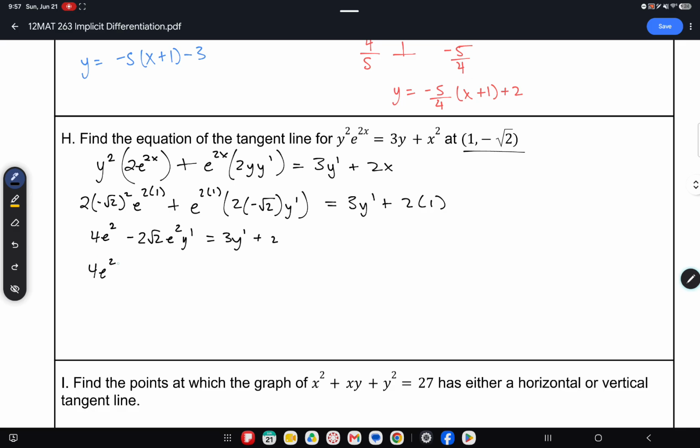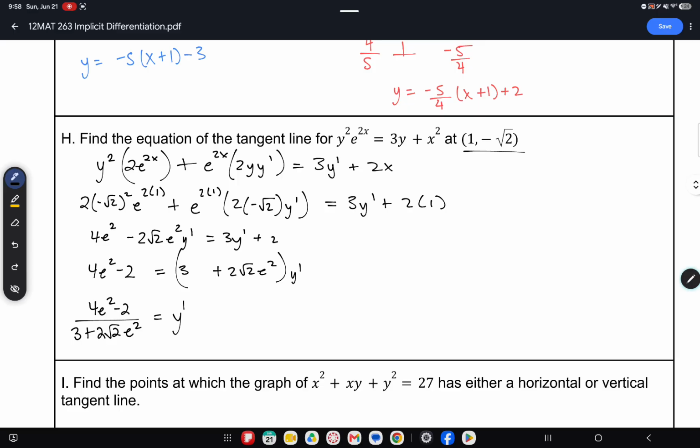So 4e squared minus 2, and then I have 3y' plus 2 root 2 e squared y'. I can factor out that y' to then divide. So I have 4e squared minus 2 over 3 plus 2 root 2 e squared to be that slope. And I'm going to get a calculator for that. I don't know what all that is off the top of my head. And I'm going to round to 2 decimal places.